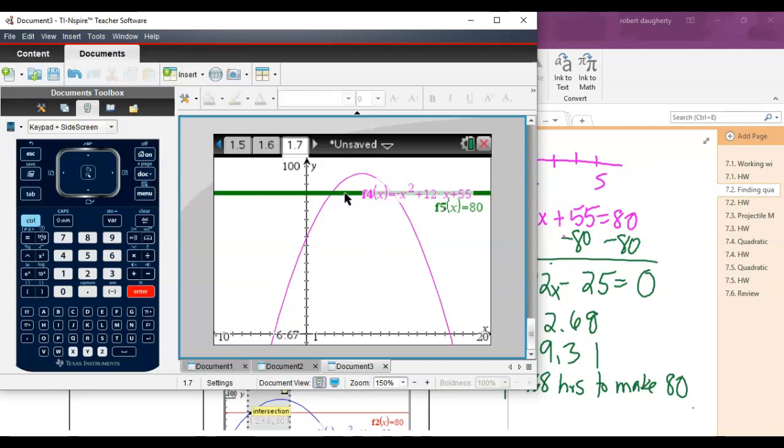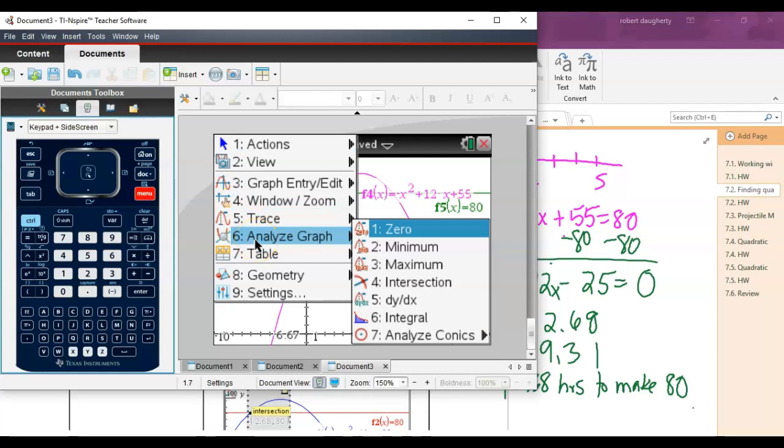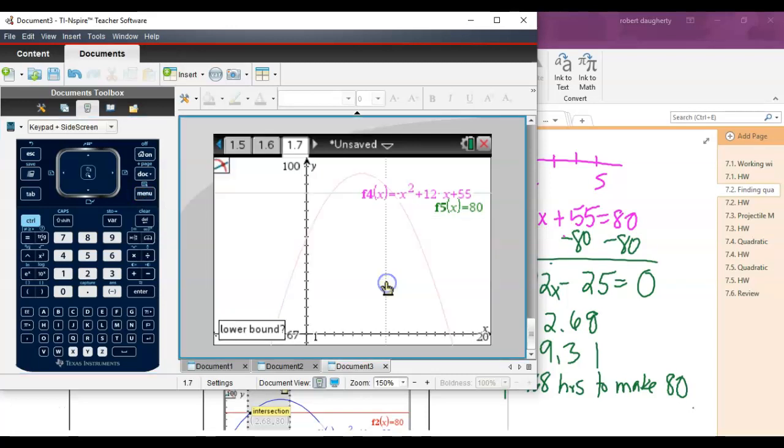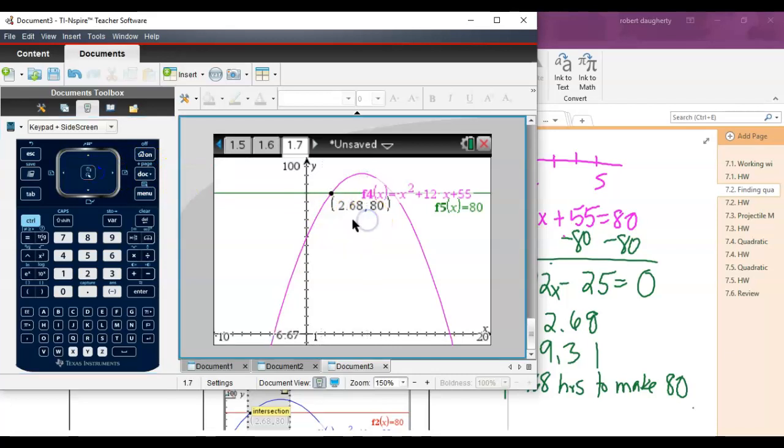Where they intersect. Okay. So to do that, that's menu, analyze a graph. Which of these do you think would help me find the intersection? Intersection. And all you have to do is move your cursor, which I hate, this little cursor thing here. You have to move this, okay? And then you have to click on the left and the right of that point. So click on the left and the right, and that tells me 2.68.